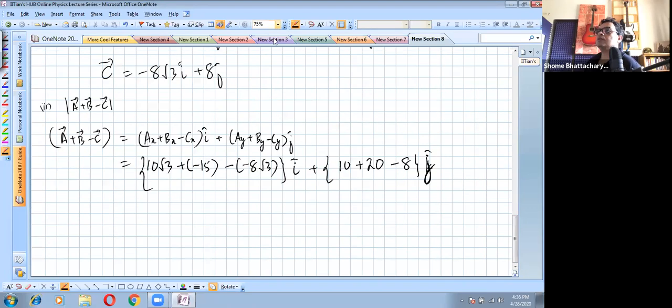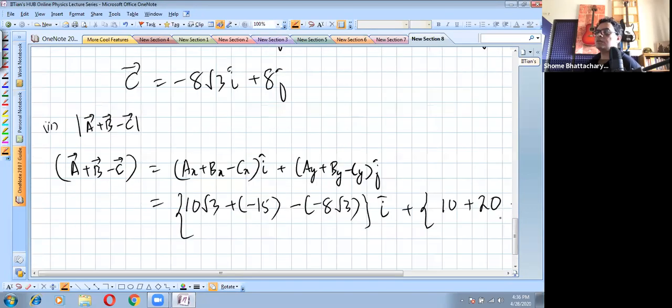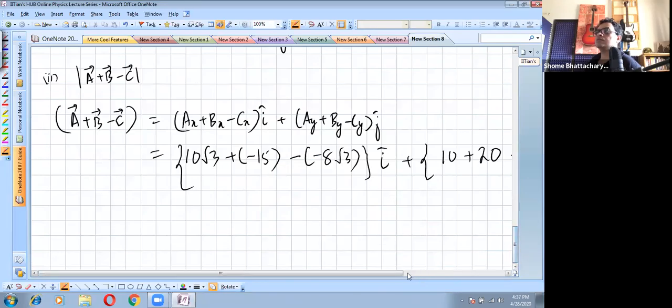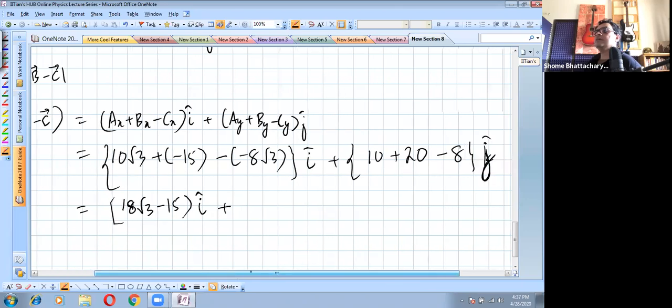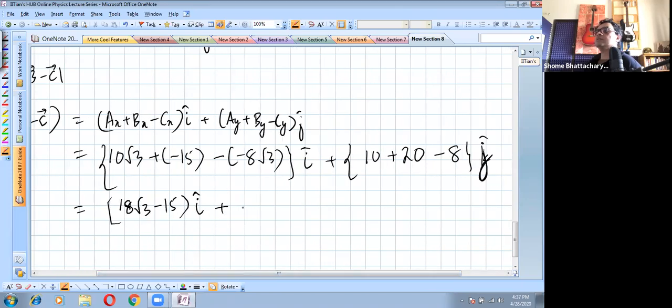Okay. So now let's work this out. So the x component is becoming 10 root 3 minus 15 plus 8 root 3. So that is 18 root 3 minus 15 i cap. Okay. And the y component is becoming 10 plus 20 minus 8. So that is becoming 22.